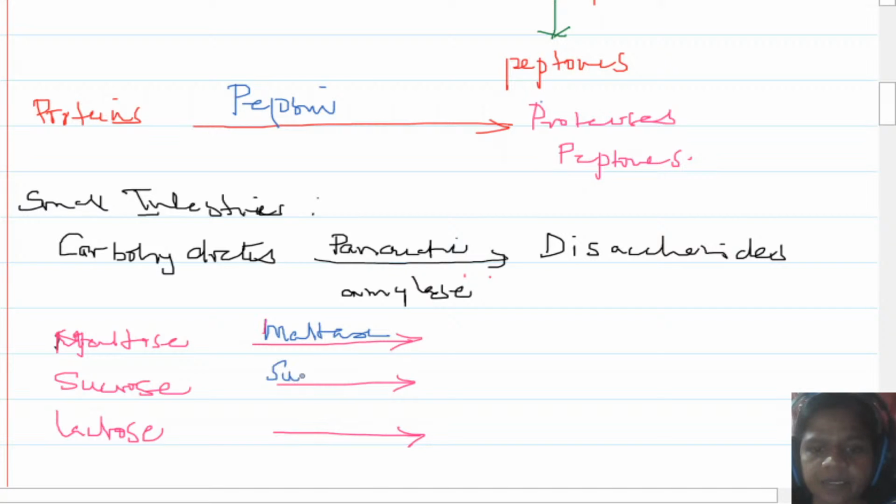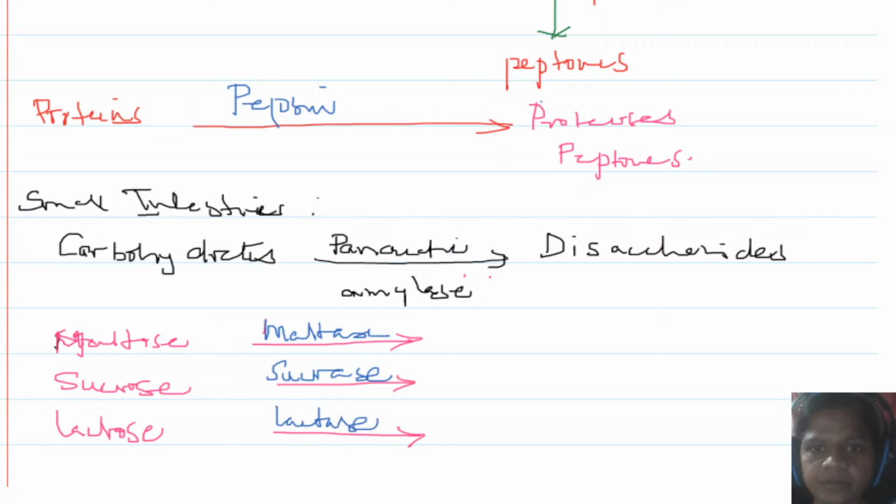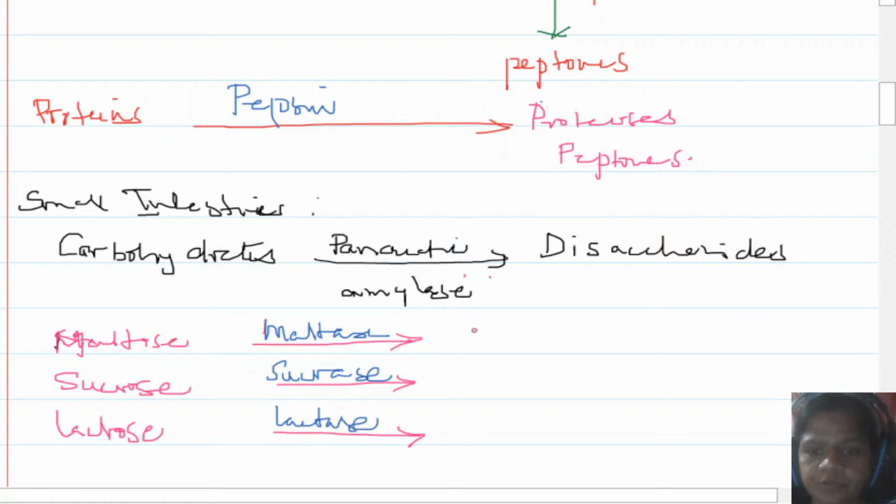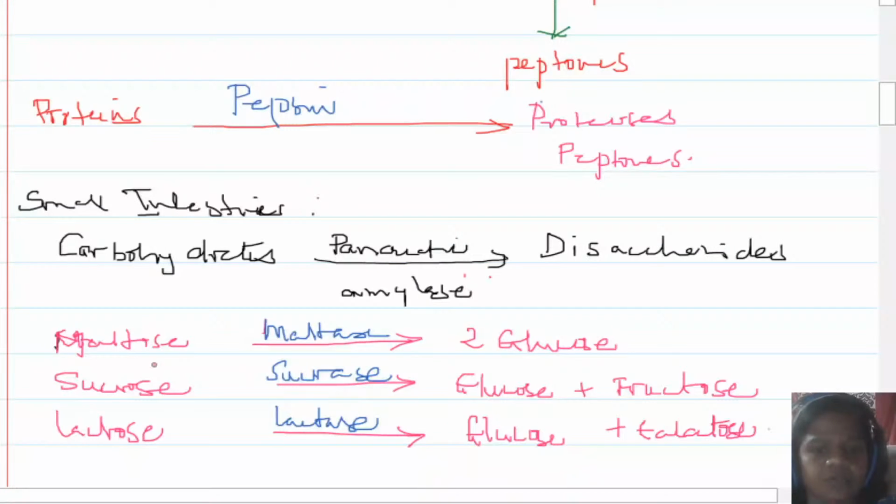Sucrose is acted upon by sucrase. Lactose is acted upon by lactase, and maltose is converted to two molecules of glucose. Sucrose, which is also known as invertase, is converted to maltose, sucrose, and lactose. And these are acted upon by disaccharidases, which are maltase, sucrase, and lactase, and they convert to two molecules of glucose, and glucose and fructose, and glucose and galactose respectively.